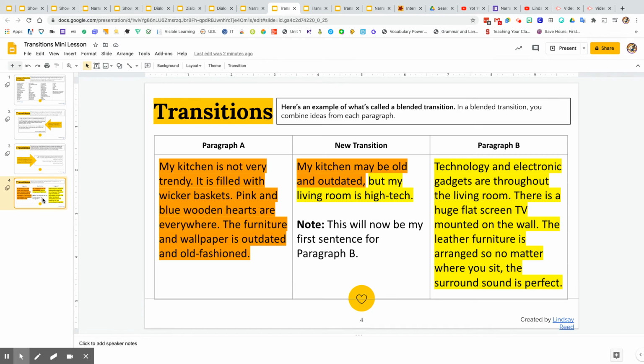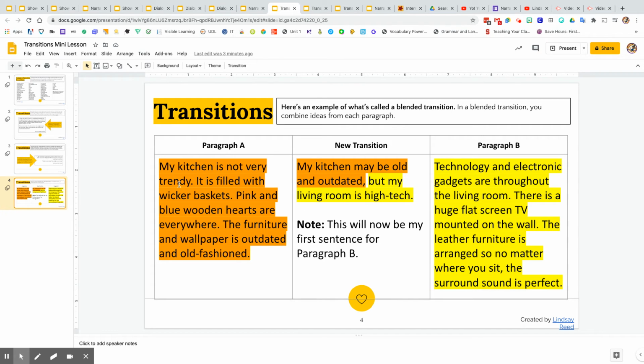Okay, so I want you guys to practice a more advanced type of transition called a blended transition. And it's where you can combine ideas from the paragraph from before and the paragraph that comes after. So here's just a simple little example. First, you start by writing your paragraph A, then you write your paragraph B, and then you figure out the transition between them.